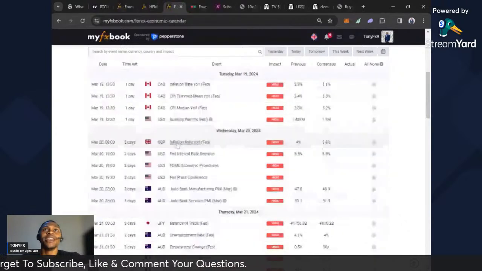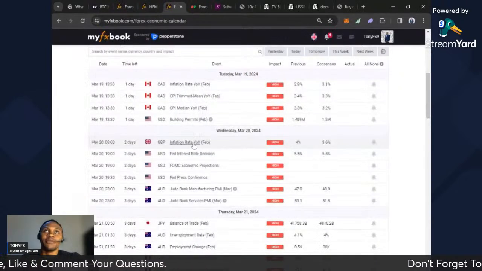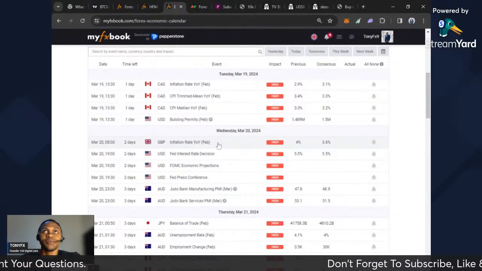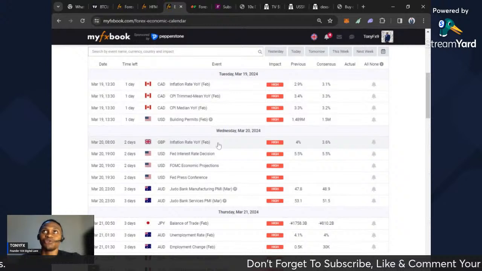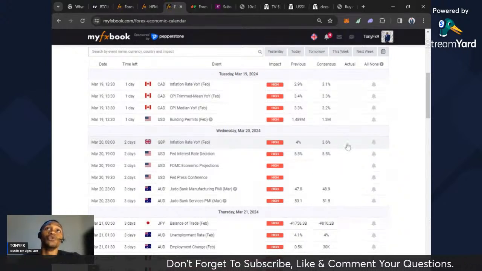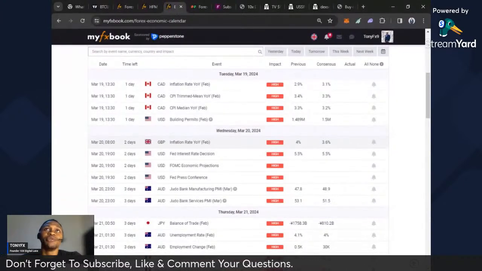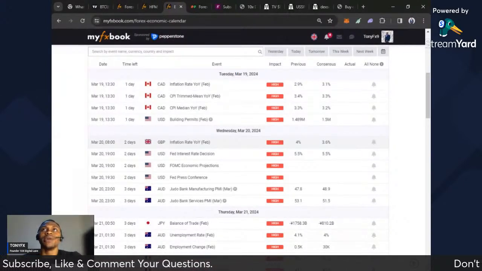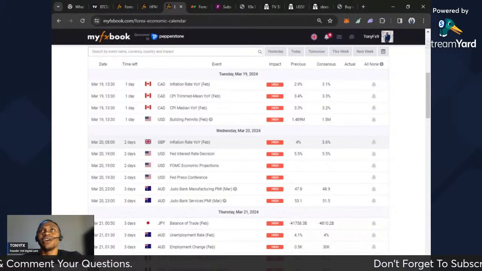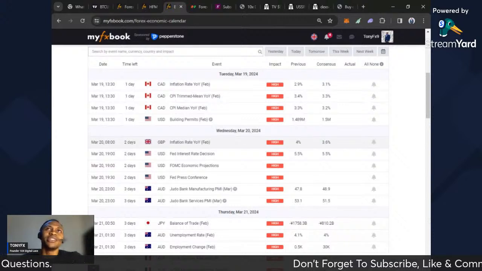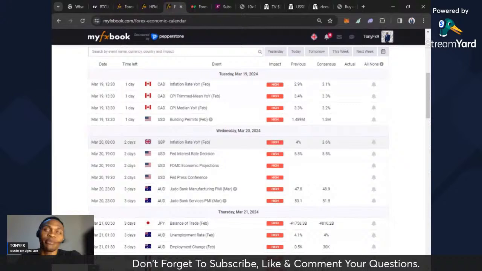Then on Wednesday, we have Great Britain pound inflation rate year over year. Okay. And if we have a figure higher than 3.6%, it's going to be good for GBP. Remember, Great Britain or London went into a recession. That should be about 4 weeks ago. They declared recession last month. Okay, I cannot be specific based on week, but it was last month.